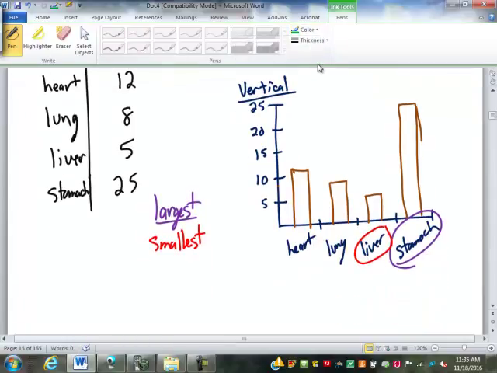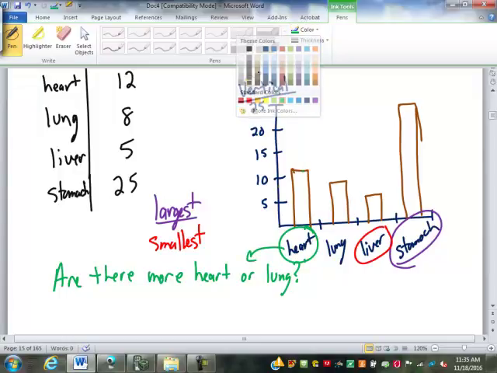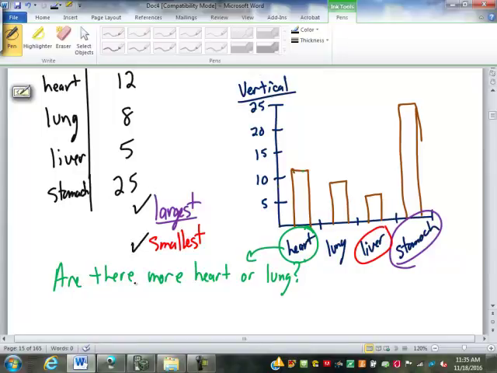Also, I can tell, are there more, and I'm going to abbreviate here, patients with heart problems or lung problems? Well, I can look very quickly and see the bar for heart is bigger than the bar for lungs, so there's more with heart problems than there are lung issues. So a graph, especially a bar graph, is very good for finding the largest, the smallest, and comparing two to see which one is bigger between the two of them.